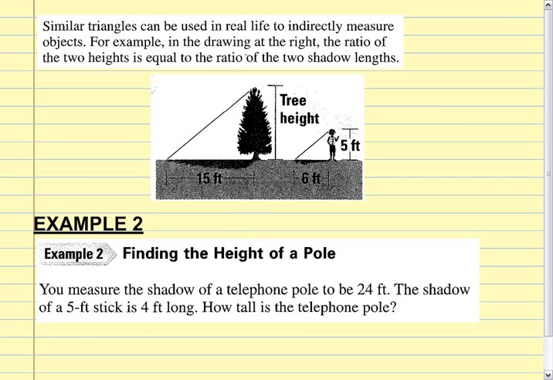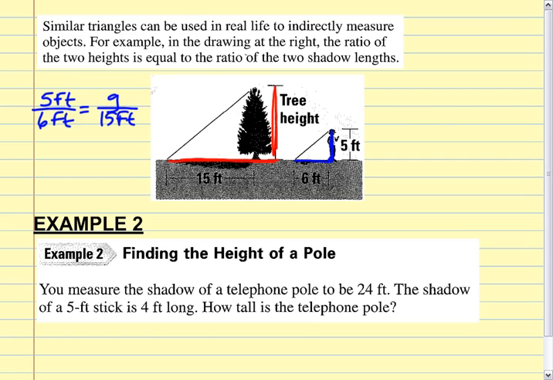Okay, let's look at this. Here's a tree, and here's a person. Can I write a proportion that represents this? How could I write it? Great, you would write 5 over 6. Okay, the person's 5 feet tall and the shadow is 6 feet long. You can do 15 on the bottom, because we put shadows on the bottom and we put heights on top. And then I guess G on the top. Okay, we'll put G on the top for Gray.